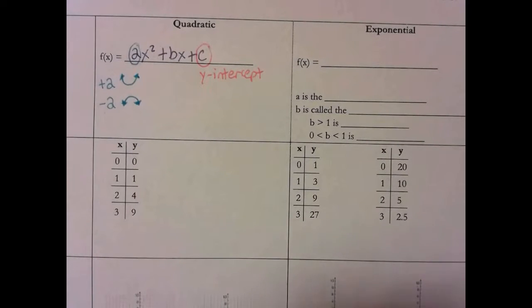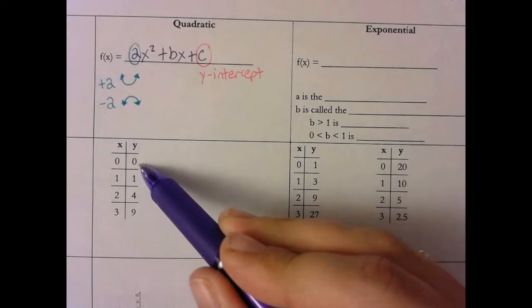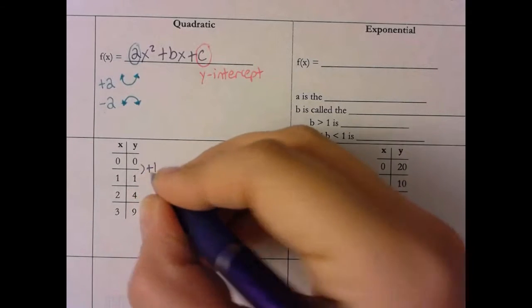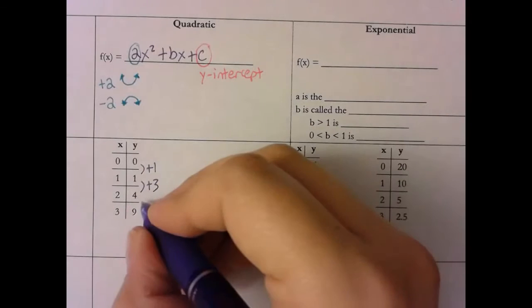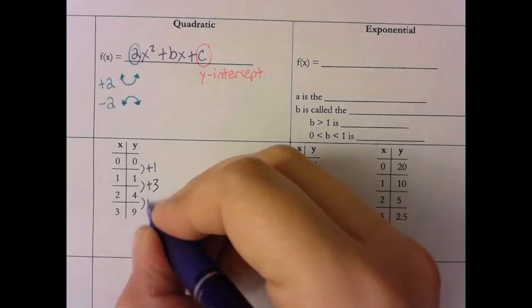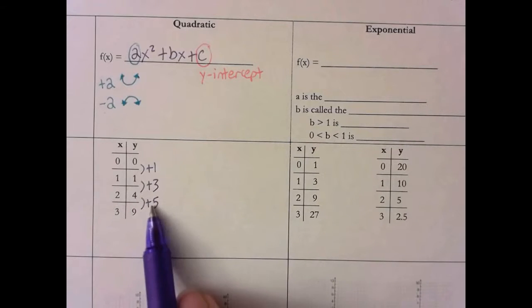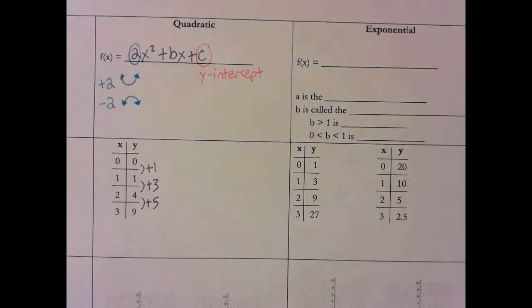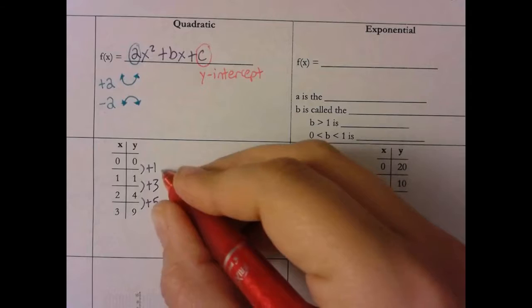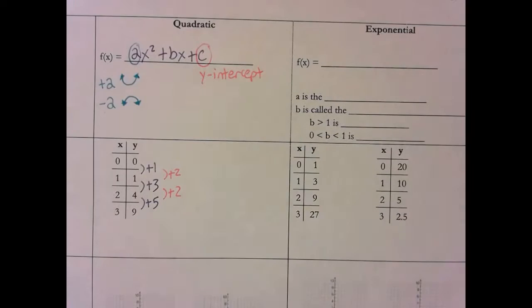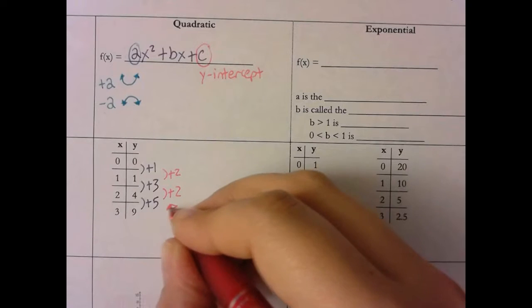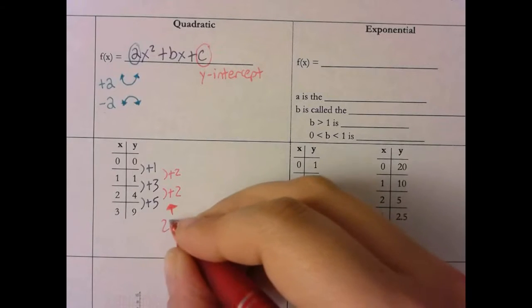Alright, for a chart, again, we got to look at our differences. So to go from 0 to 1, we added 1. To go from 1 to 4, you add 3. To go from 4 to 9, you add 5. Notice our first set of differences is not constant, so it's not linear. Let's look at our second set of differences. To go from 1 to 3, we added 2. To go from 3 to 5, we added 2. So the second set of differences is constant.